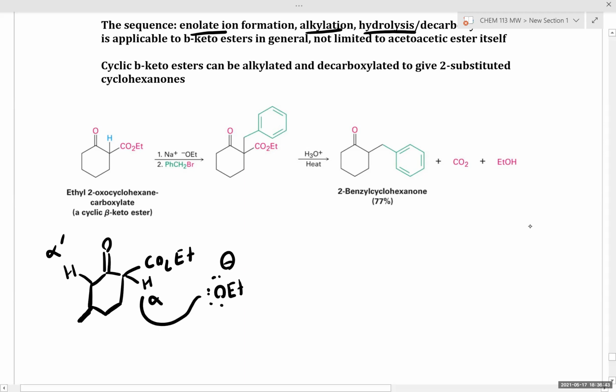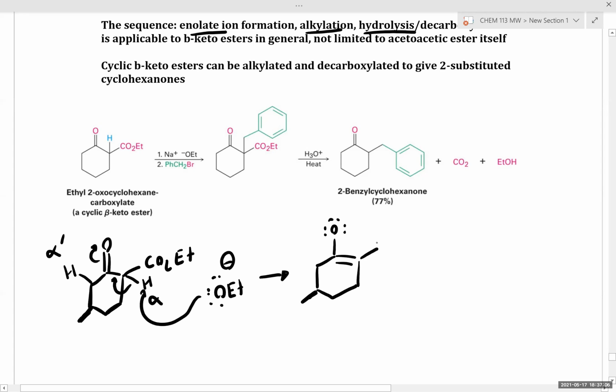The regular alpha proton, exactly right. It's a more stable enolate anion and a more stable conjugate base anion. So deprotonation exclusively occurs at the indicated alpha position.